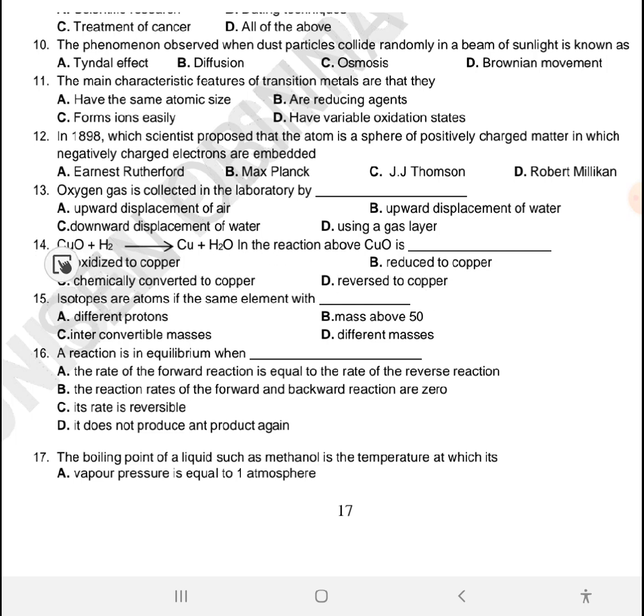So note, we have copper oxide. It can lose oxygen here. Once the oxygen comes out, we'll say copper oxide is reduced to copper, while this hydrogen is oxidized to water.